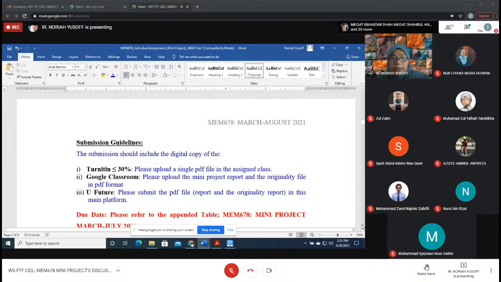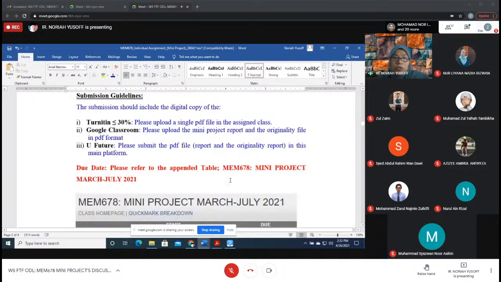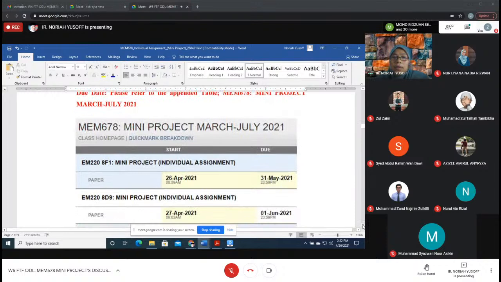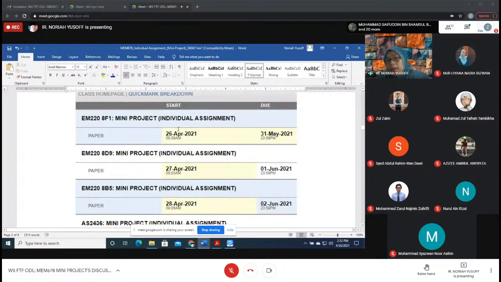Next, okay. So please refer to the appended table below, the deadline. So the deadline for each group will be different. Why did I defer? Because your class, today you already got your assignment, okay? So your deadline will be 31st of May. So I give you one month, okay?